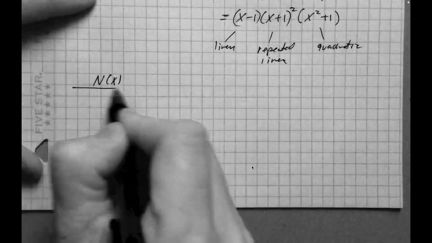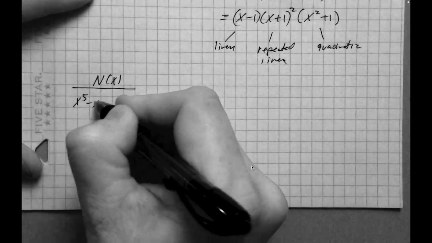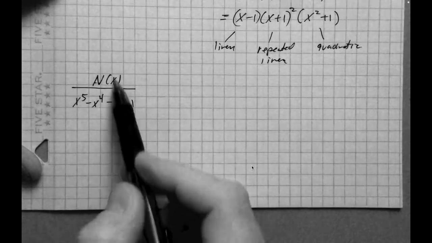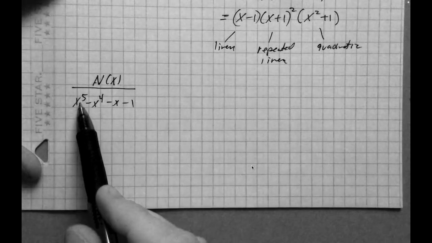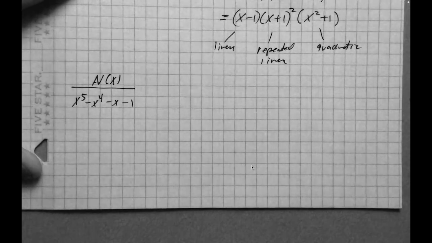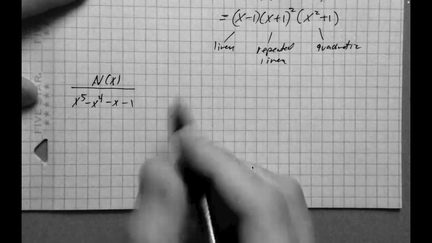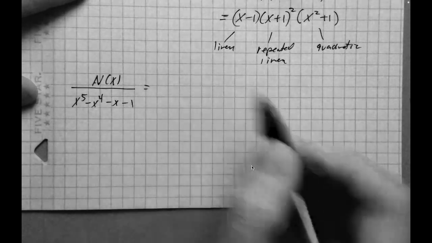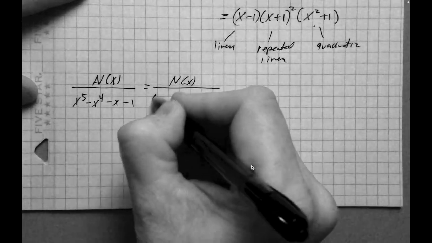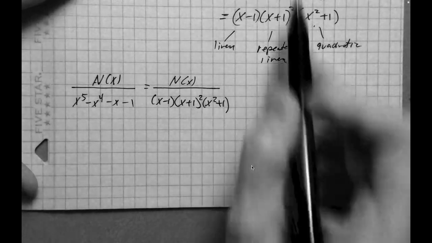If we start with something like this, where n(x) is some polynomial, and then we have x to the 5th minus x to the 4th minus x minus 1. Here n(x) is assumed to be a polynomial of degree less than 5. If not, we can always run polynomial long division on it and get something different. But basically we want to start with this, and we just saw that this would be equal to n(x) over this line here. We just did that exercise, factoring that out.